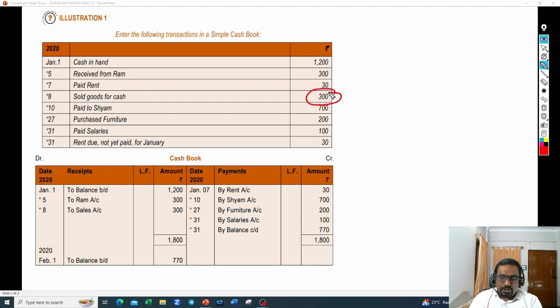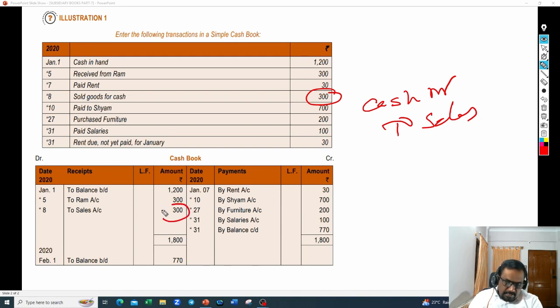Next. Sold goods for cash 300. We sold goods. When we sell the goods, what comes in? Cash comes in. So cash account debit, and goods are going out, we call it sales. So to sales account 300. Right? So the date is mentioned, 8th. Clear?